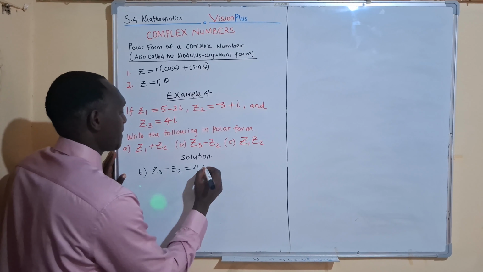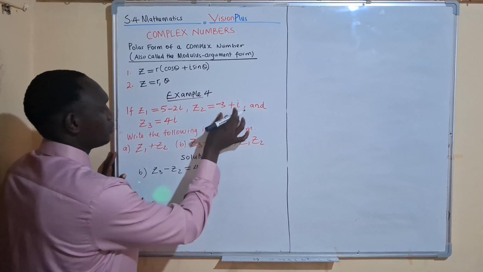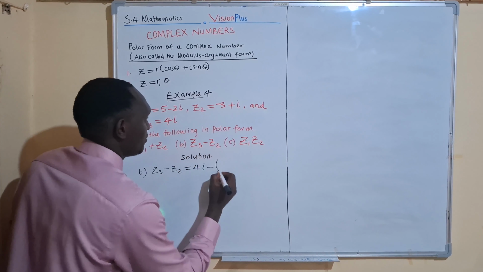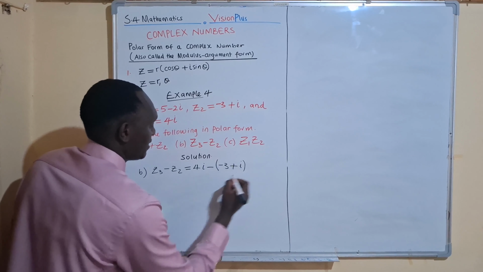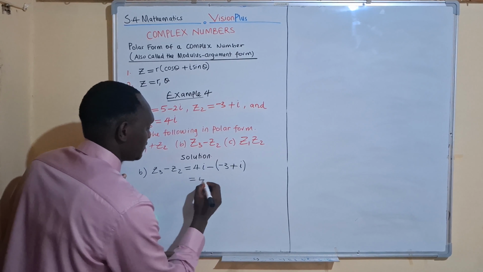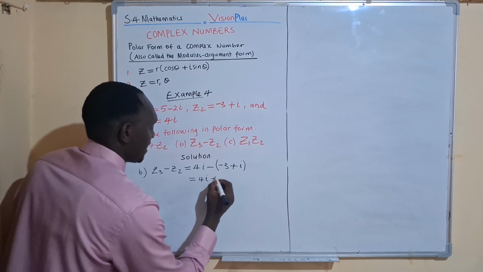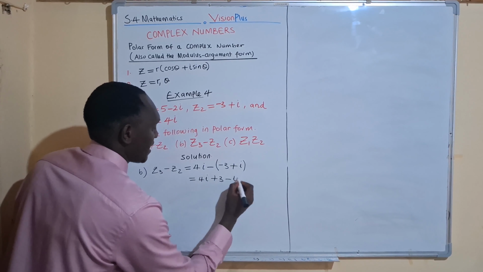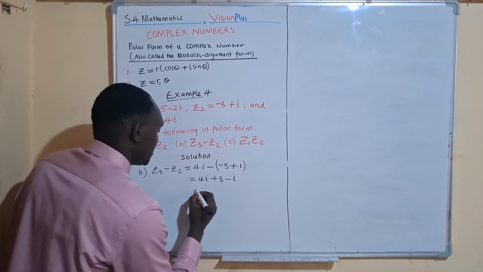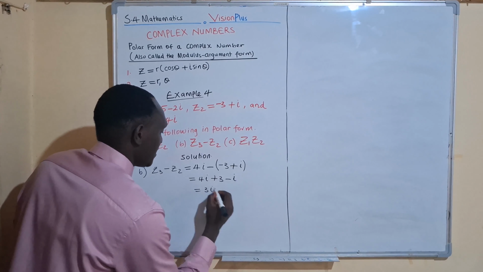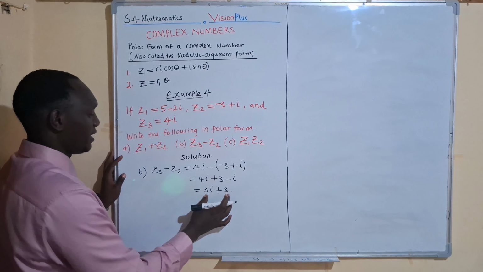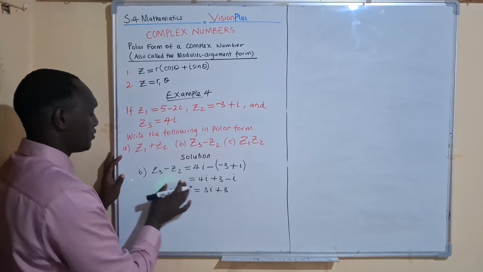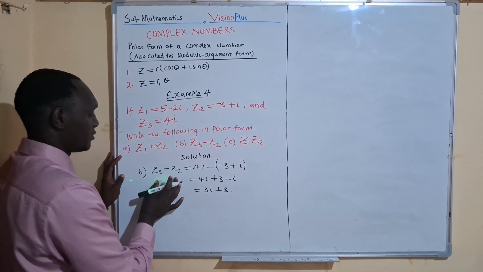Z3 is 4i minus Z2. Z2 has two terms, so we need to open the bracket and say negative 3 plus i. And then we simplify. Here we shall have 4i plus 3 minus i. This gives us 3i plus 3. So this is the value in Cartesian form of Z3 minus Z2.